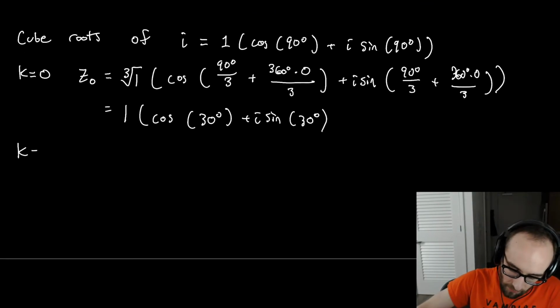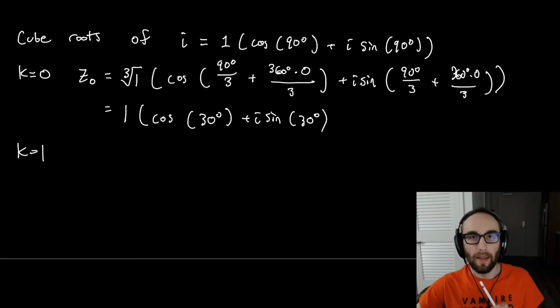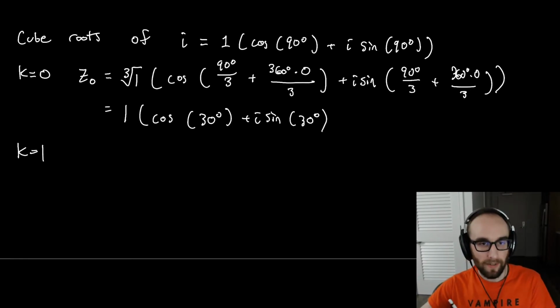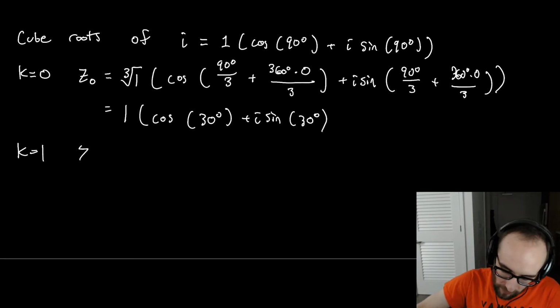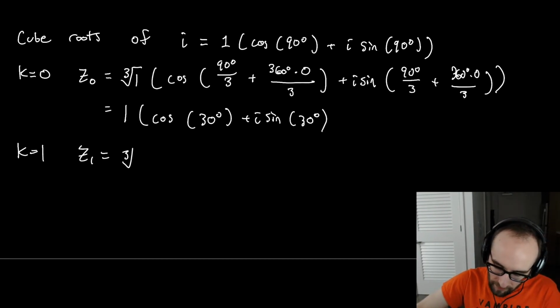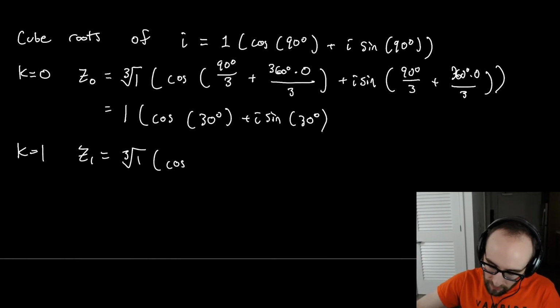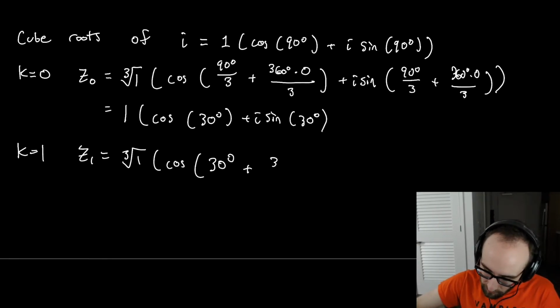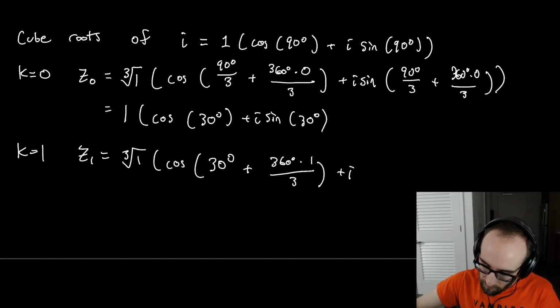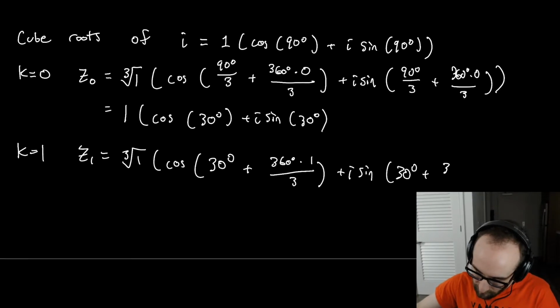Here we set k equal to 1, increase by 1, and then we'll fill out the right side with k equal to 1. So we have z sub 1, same magnitude, cube root of 1, times cosine of 90 degrees divided by 3, which is just going to be 30 degrees. So we can simplify that right away. Plus 360 degrees times 1 divided by 3. Plus i sine of 30 degrees, same exact angle, plus 360 degrees times 1 divided by 3.